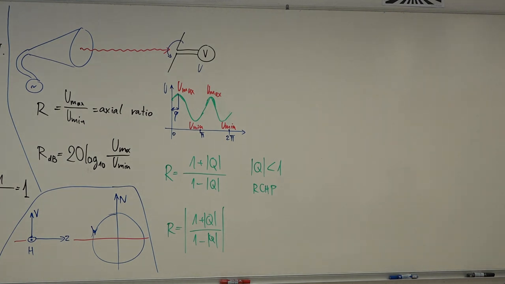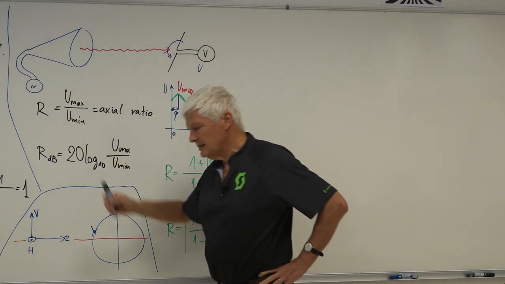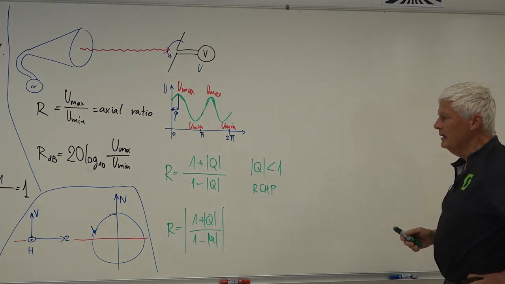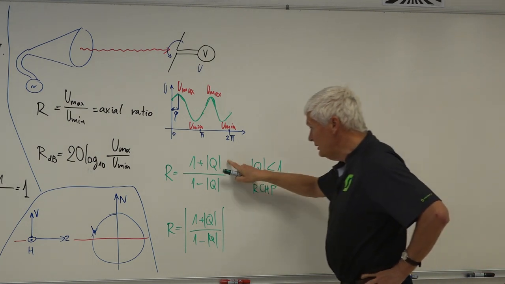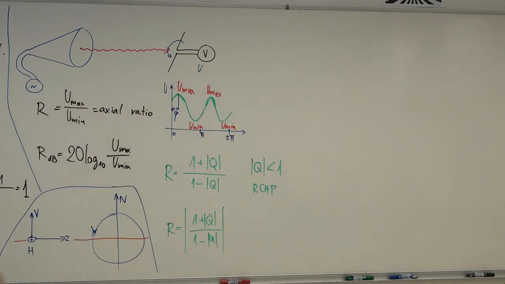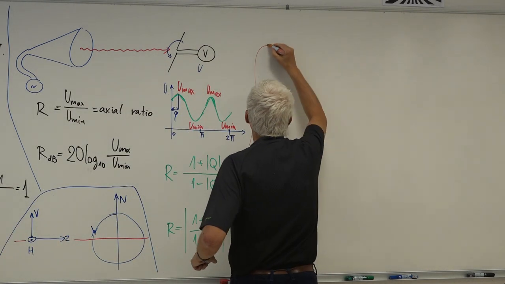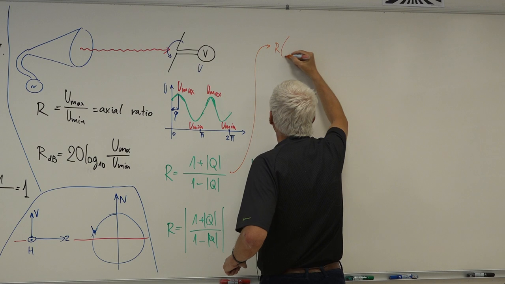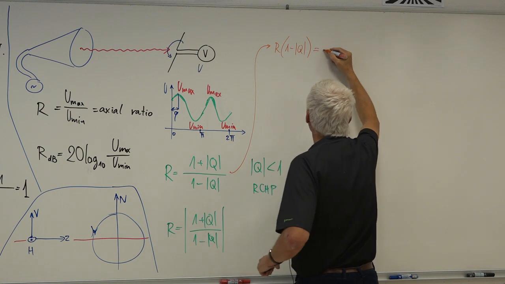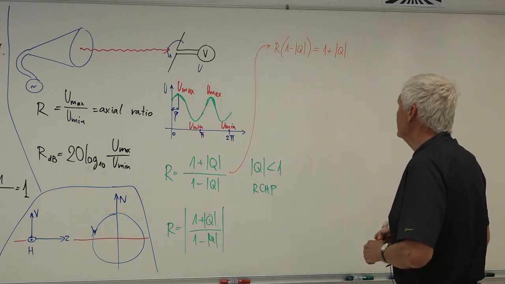What does that mean? It means that a single measured axial ratio, which may also be expressed in dB, I can do the reverse calculation. I can try to find out what the actual ratio of circular components is. So if I invert this equation, what do I get out? I get R times (1 minus Q) is equal to 1 plus Q. And now I'm trying to solve the equation for Q.